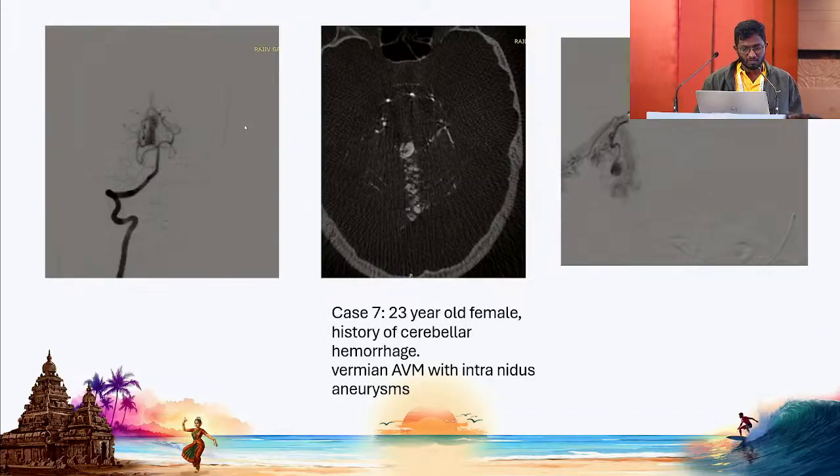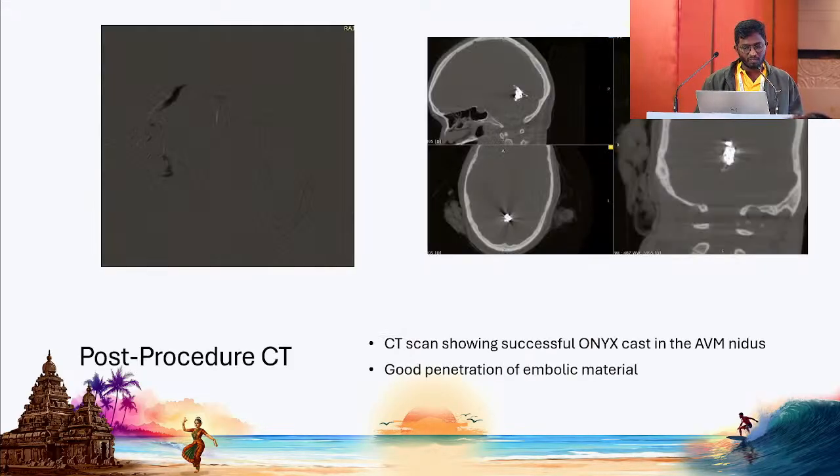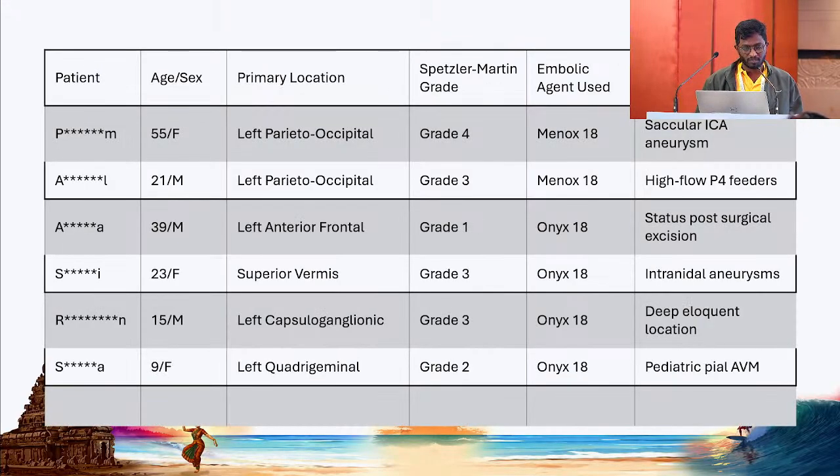This is the last case, a 23-year-old with a history of cerebral hemorrhage and a Vermian AVM with intranidal aneurysms, as seen in the CT images. This was also embolized using Onyx, showing the post-procedure CT. This is the summary of all the cases.